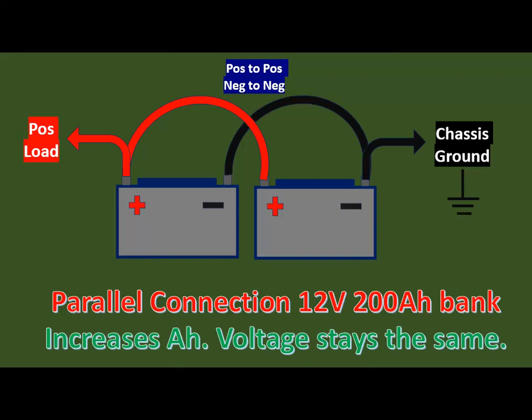And the positive end of the battery will be connected to the positive load, which goes to the starting motor and many other components of the vehicles. So when you have a parallel connection, connecting two batteries, positive to positive, negative to negative, the ampere hours will increase, but the voltage will stay the same. It will remain as 12 volts output of the battery.